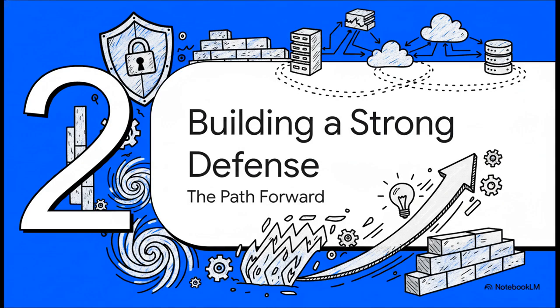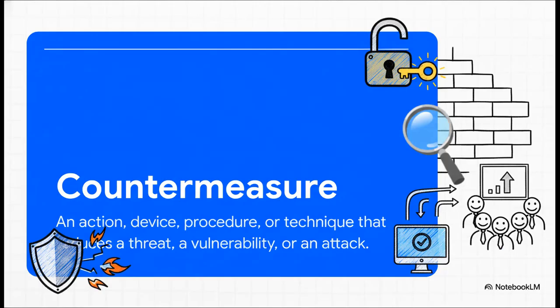Okay, so we've defined the problem. We get it. We have assets, there are threats, and there are attacks. So what in the world do we do about it? Understanding the problem is always step one, for sure. But what's step two? The answer to that is a countermeasure. A countermeasure is simply anything you do to fight back. It's any action, any device, any procedure or technique you use to reduce a threat, patch a vulnerability, or stop an attack in its tracks.